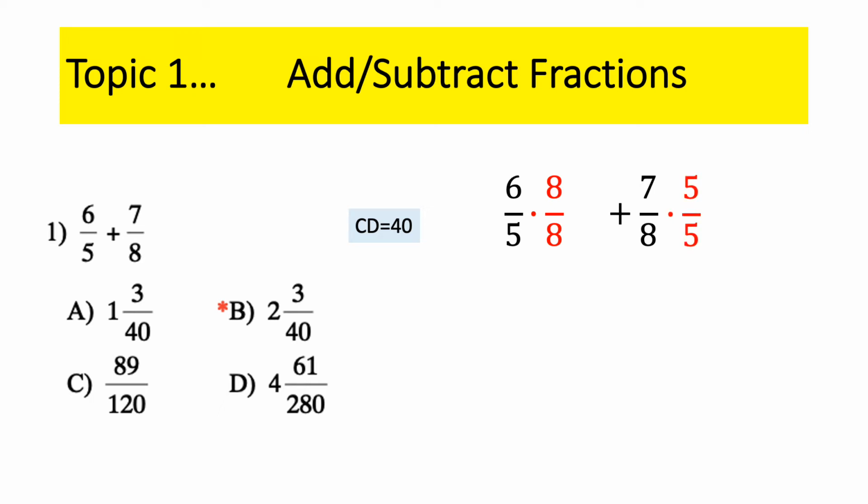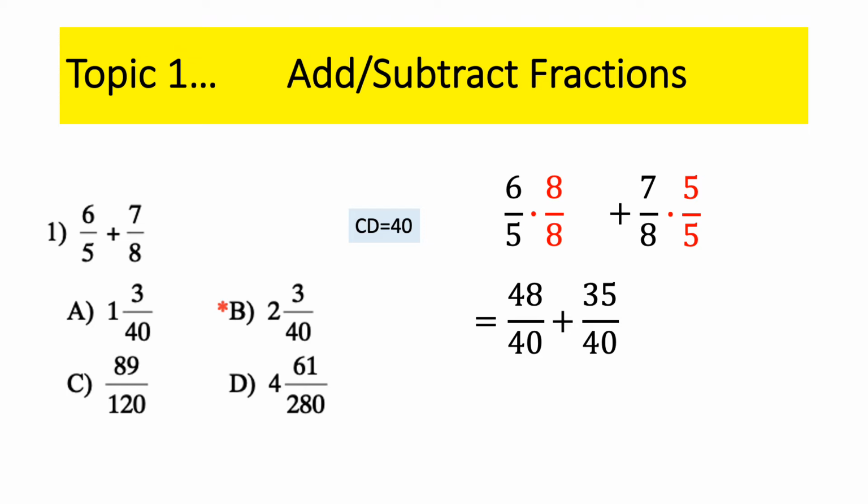And then we do that math. Remember, multiplying fractions, we multiply straight across. 6 times 8 is 48, so we get 48 over 40, plus 7 times 5 is 35, 35 over 40. Pause the video if you need to hear that again or look it over, make sure you understand where these numbers come from.